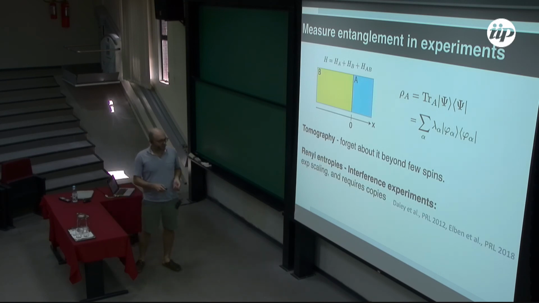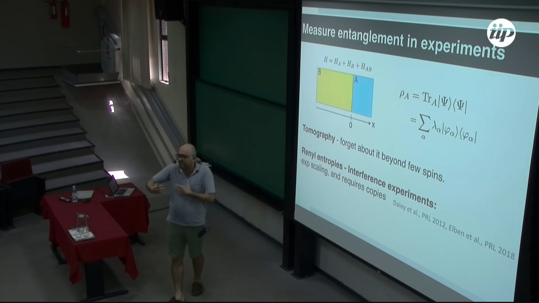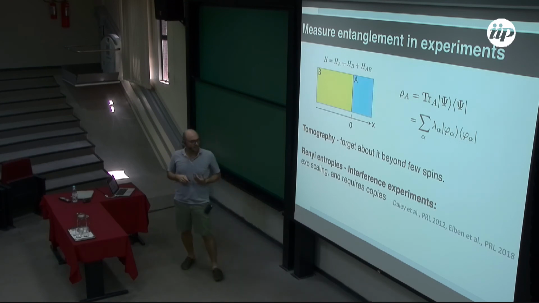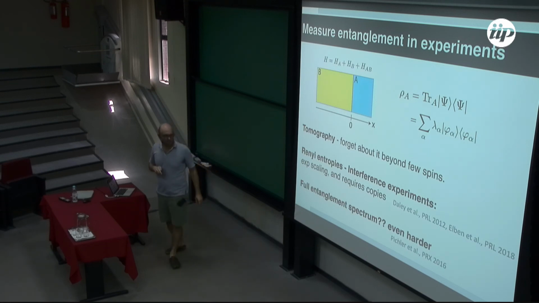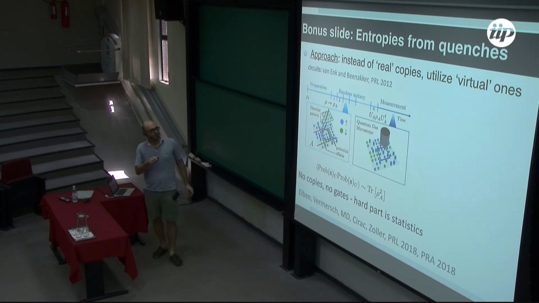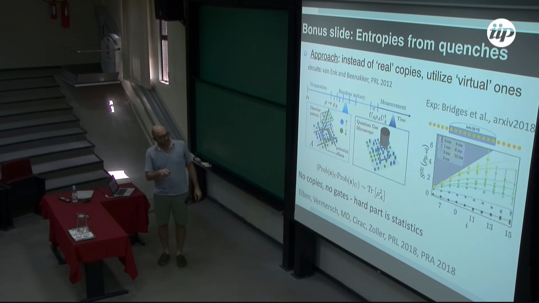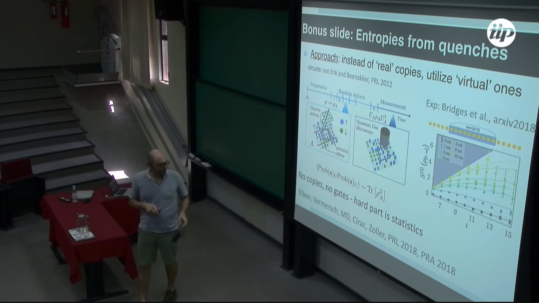We have copies. Okay, this is very interesting. It has been pushed to a relatively large system, but this still requires exponential scaling, and in some cases it requires actually physical copies to be realized, which is not feasible or practical. And the full entanglement spectrum is even harder because you also require some more tools and so on and so forth. This is just a very sketchy thing about virtual copies instead of real copies, and this is what has been done in the Zoller-Brydges group. But if you're interested in this, we can discuss later on.